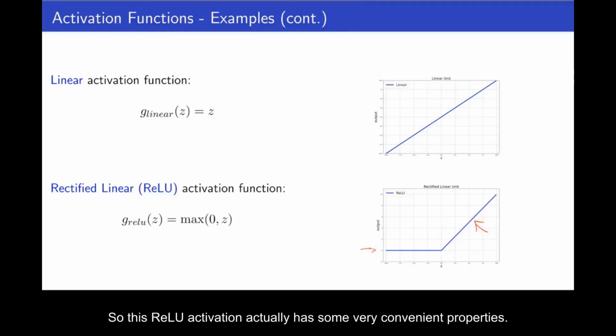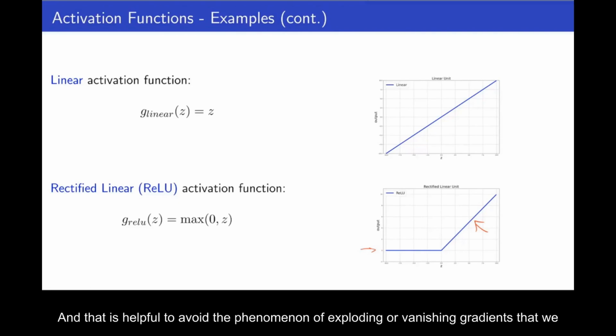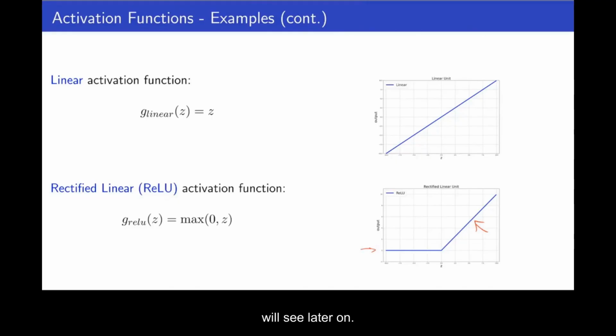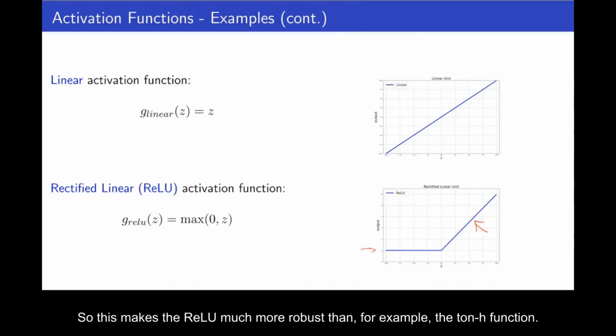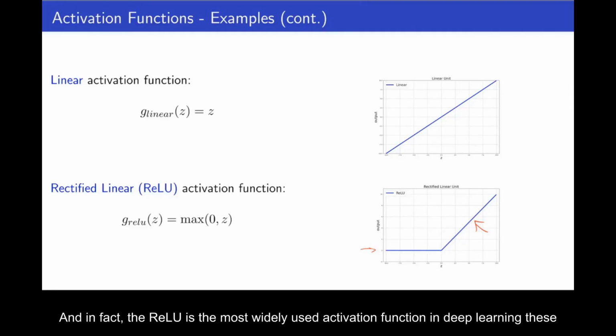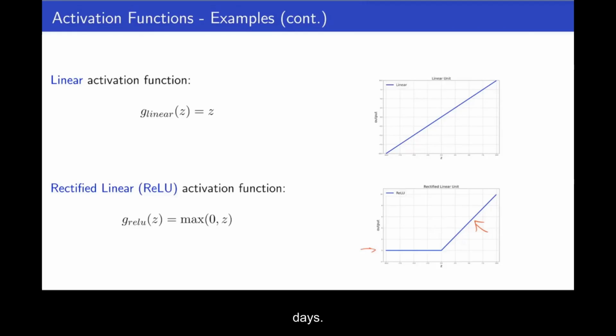So this ReLU activation has some very convenient properties. For inputs larger than 0, the gradient is simply a constant 1. And that is helpful to avoid the phenomenon of exploding or vanishing gradients that we will see later on. So this makes the ReLU much more robust than, for example, the tanh function. And in fact, the ReLU is the most widely used activation function in deep learning these days.